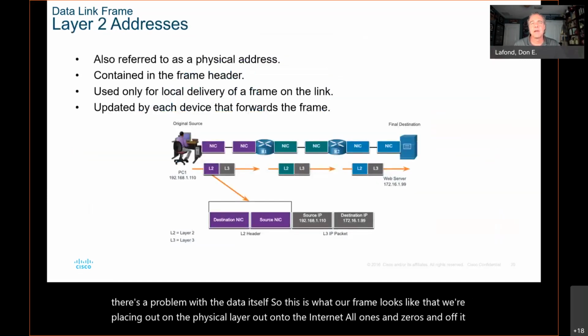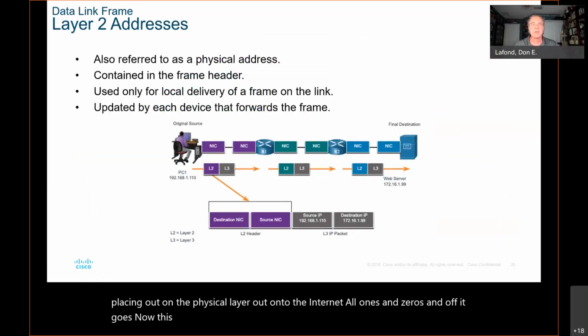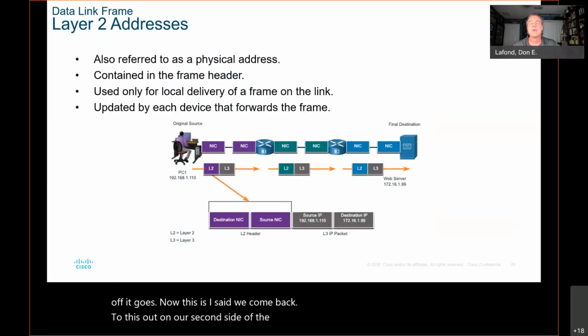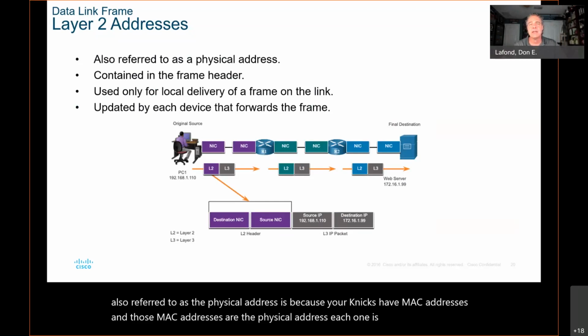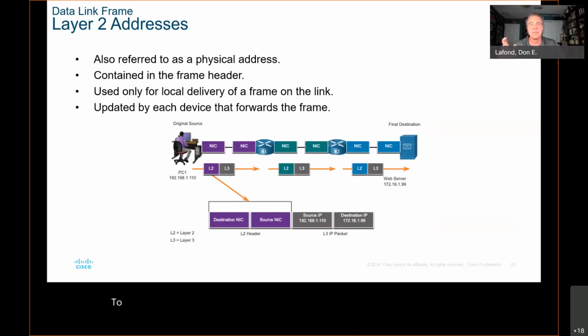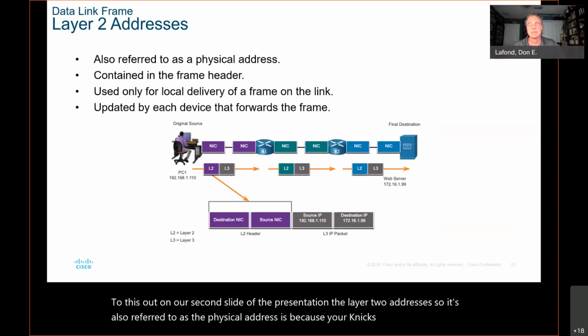Now, I said we'd come back to this on our second slide of the presentation, the layer 2 addresses. So it's also referred to as the physical addresses because your NICs have MAC addresses, and those MAC addresses are the physical address. Each one is unique. Remember, a NIC, a network interface card, has a MAC address. That MAC address is unique, and we'll talk about it in this presentation, I think. If not, the next one.